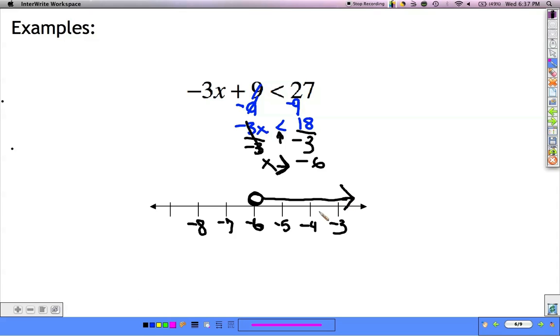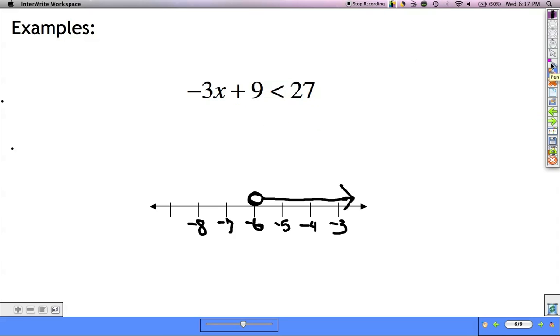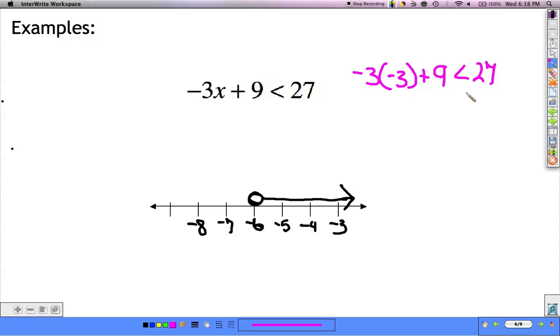I want to pick a number and check to see if it works. So let me use negative 3 in my original inequality. Let me clear up some of this work so it's easy for us to see. So let's say I have negative 3 times negative 3 plus 9 is less than 27. Negative 3 times negative 3 gives me positive 9. Plus 9 is going to give me 18. And is 18 less than 27? Yes, so this one checks.